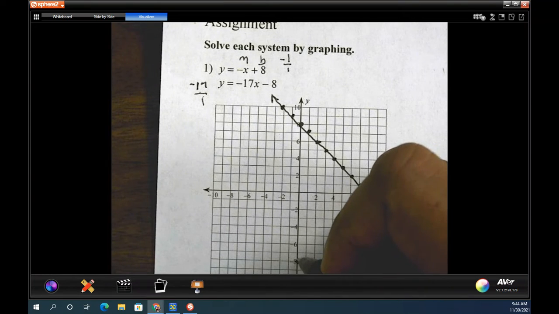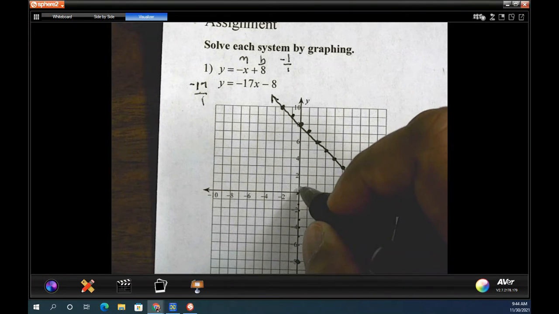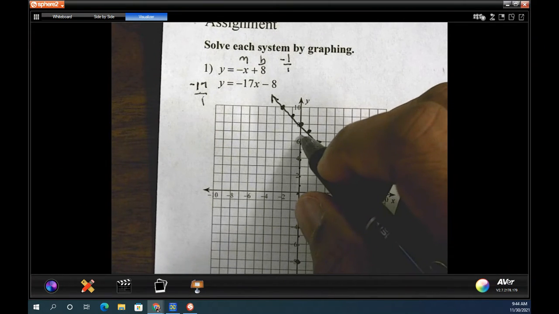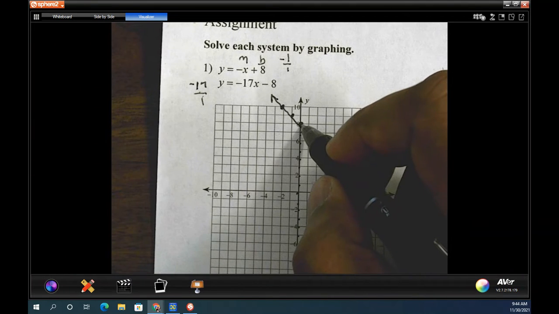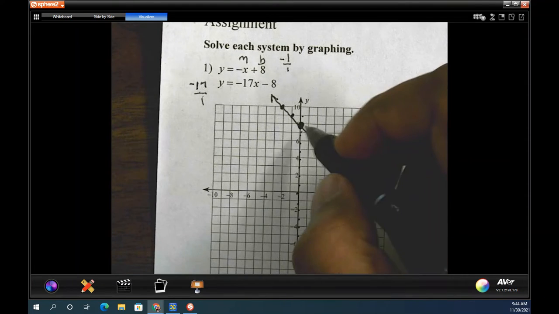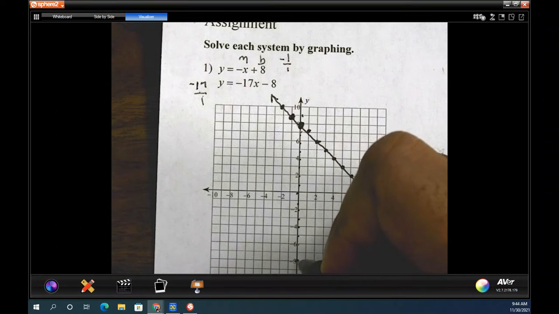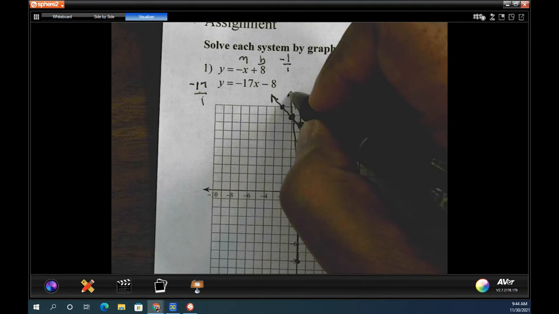Go up 17. 1, 2, 3, 4, 5, 6, 7, 8, 9, 10, 11, 12, 13, 14, 15, 16. Is that 17 right there? Yeah. Oh, no, that's not it. 17's right here. Left 1. My bad. It's going to be at this point here. So let's connect that. This is ugly. I should have changed that one.